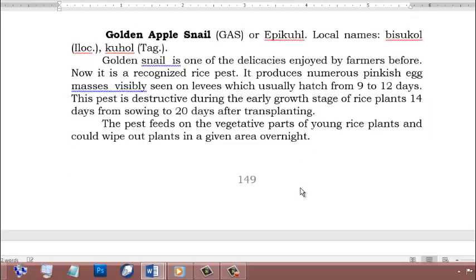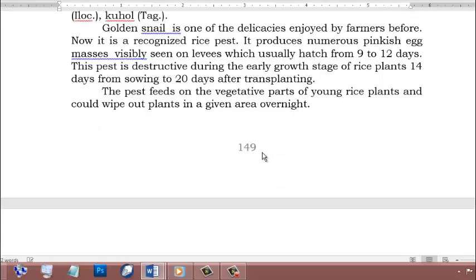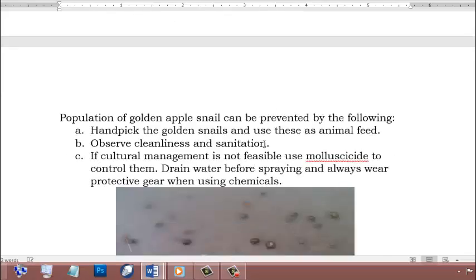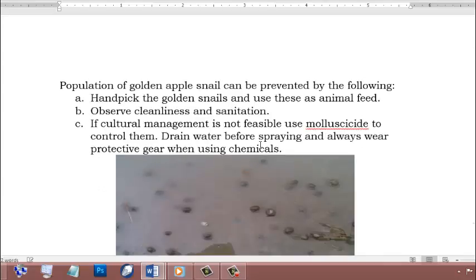If we don't have chemical spray to control them, we can use our hands to pick them up, no, one by one, put them in a sack and store them in dry land, no? Seal the sack and store them in dry land. There they stay until they die, no? Population of golden apple snail can be prevented by the following: handpick, observe cleanliness and sanitation. If cultural management is not feasible, use molluscide.